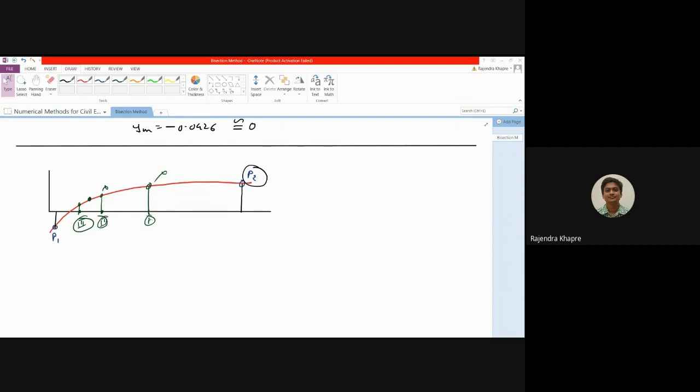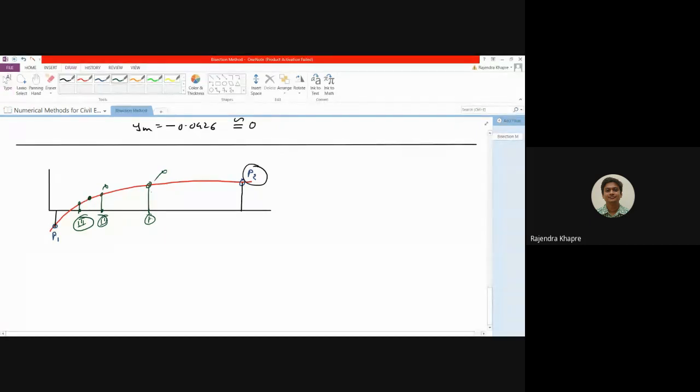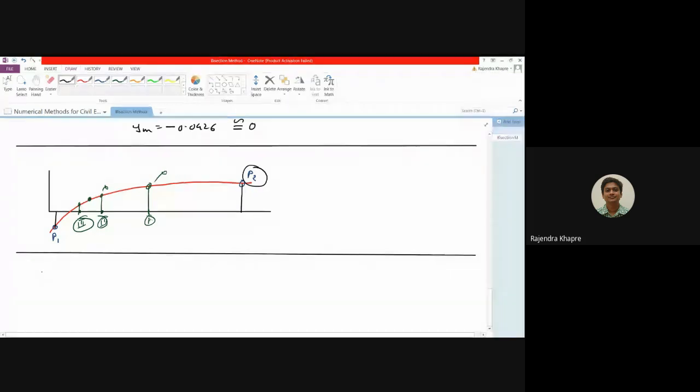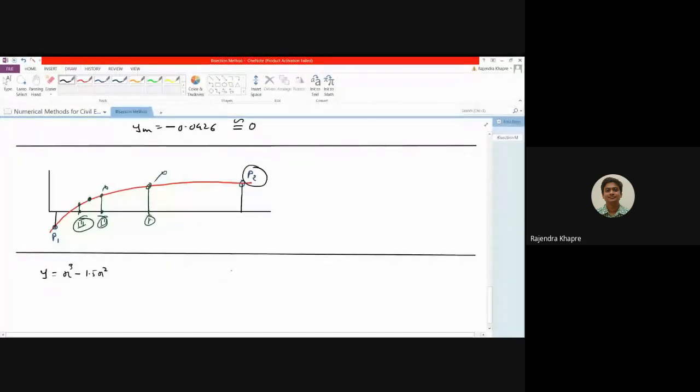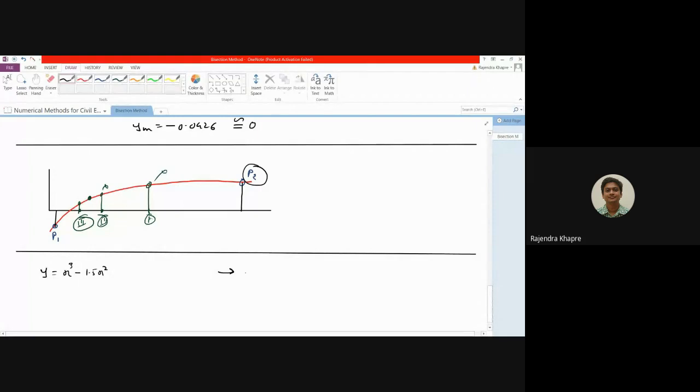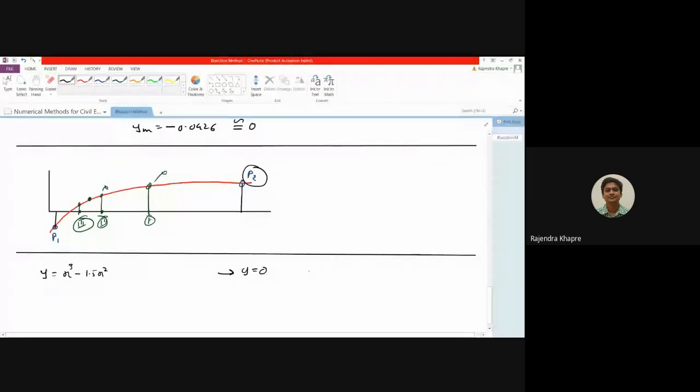Okay, so let us quickly take one small problem. I'm giving you one problem: y equals x cube minus 1.5 times x square. Ideally, what we want is that the value of y should be 0.